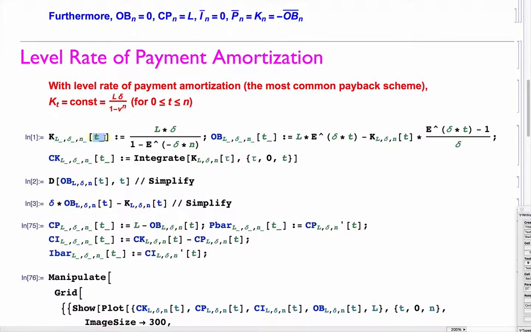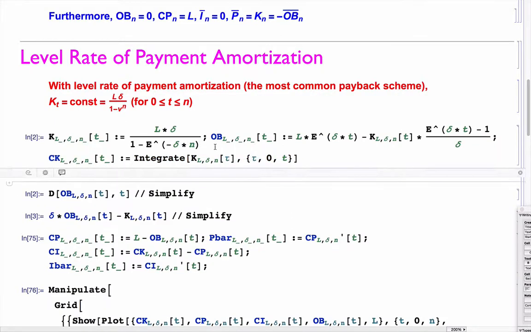t is time in months since the start of the payback period. There's your outstanding balance. You could call this equation the retrospective method of the outstanding balance. I could have used the differential equation and solved it as well, but I can use the retrospective method too. I can integrate k to find ck. Let's go ahead and enter this code here. Okay, it is entered now.